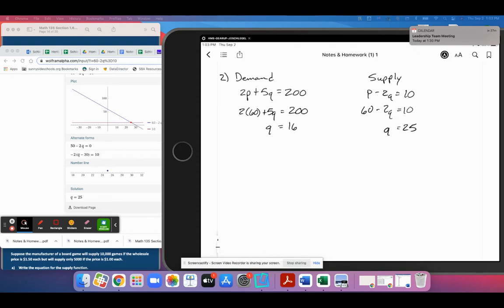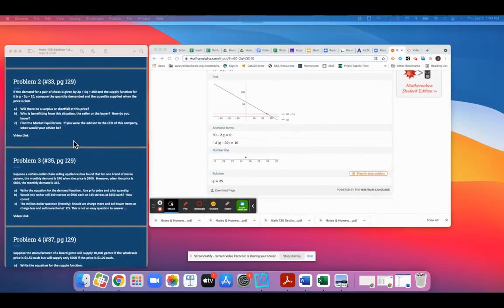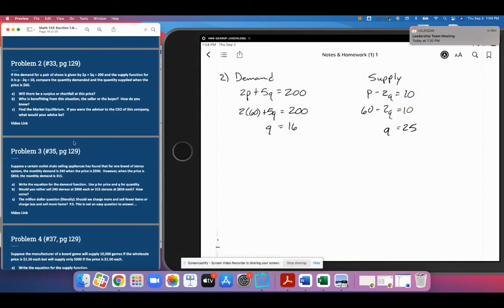And so we need to take a look at this problem and answer the question, who is benefiting in this situation, the seller or the buyer, and how do we know? It turns out that people want to purchase 16 of them, but the supplier is actually providing 25. So in this instance, everyone, the buyer is benefiting because there are extra pairs of shoes beyond what they are wanting to purchase.